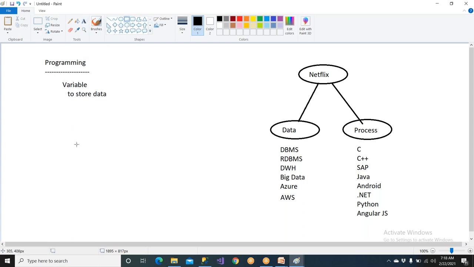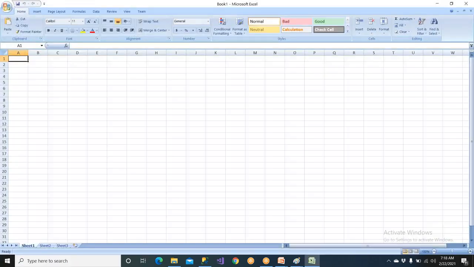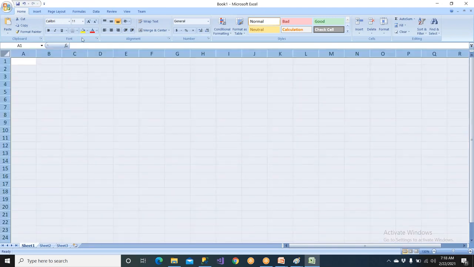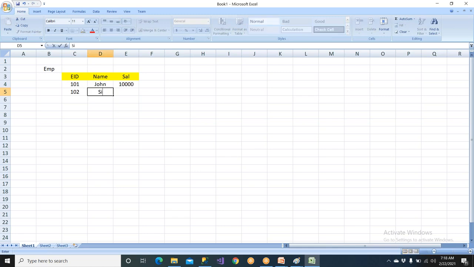For example, in SQL, what do we do? In SQL, we create a table, right? So for example, this is my table. You need to understand the difference, how a language works and how a database works. End of the day, both of them work together. So this is your employee table, right? You can store unlimited data in tables very, very easily. 101, let us say John, salary is $10,000. 102, Simran, $20,000. Like that, we can store unlimited data in SQL, in RDBMS, in tables.